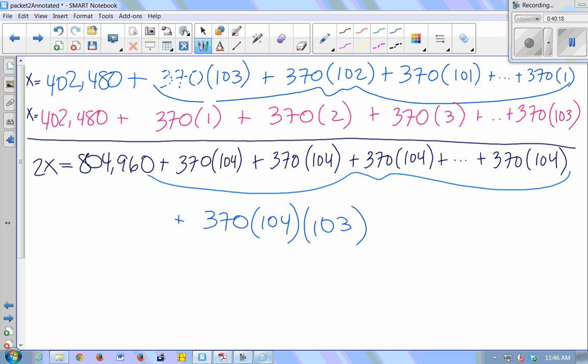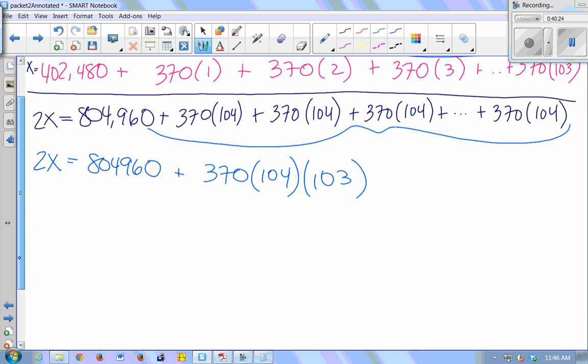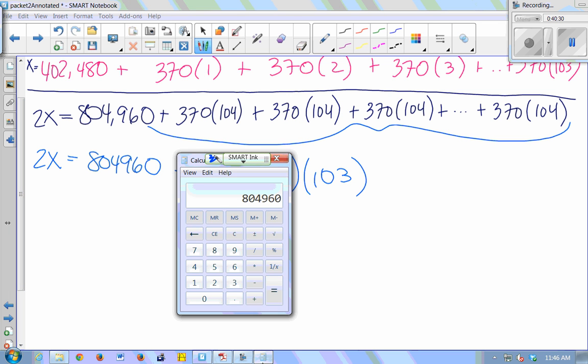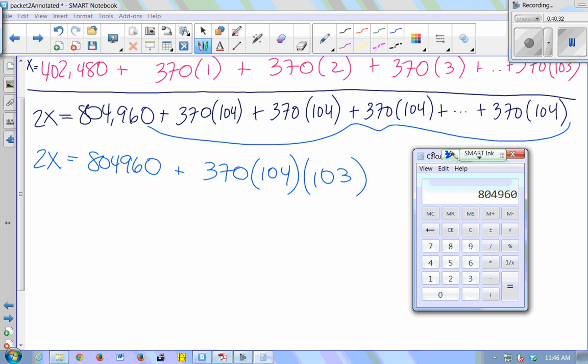And I still have my 804,960 equals 2x. Now I can solve for x. I can use my calculator to get the rest of these numbers, and I don't have to type in 103 terms. So I have 370 times 104 times 103 plus 804,960.